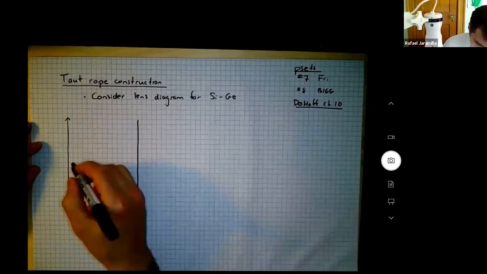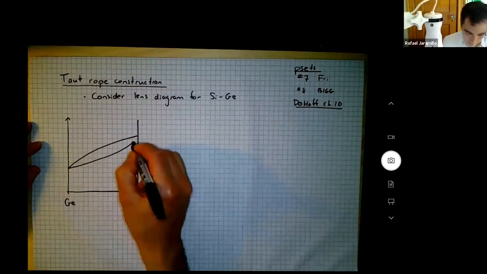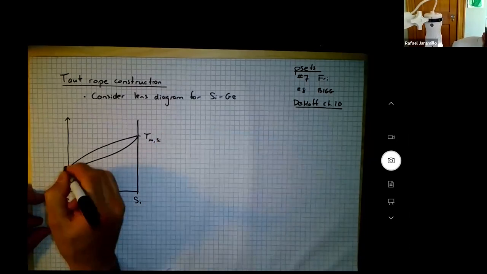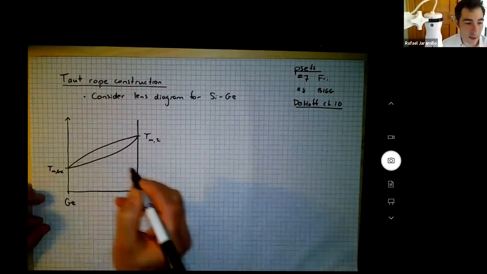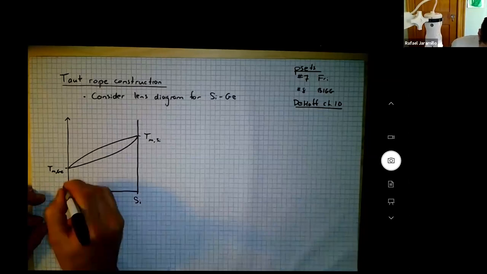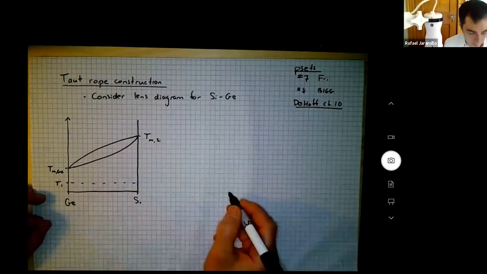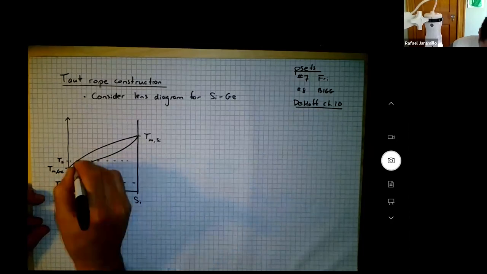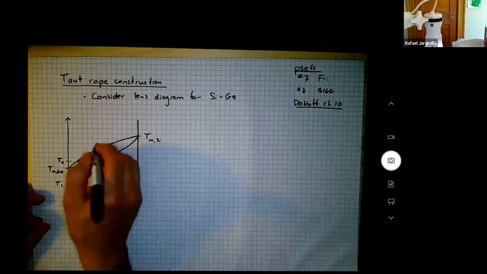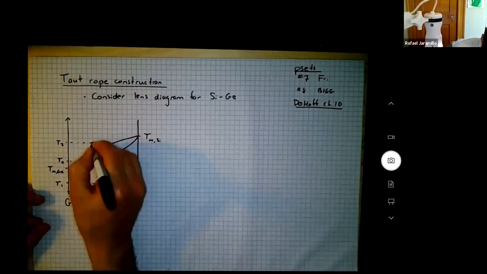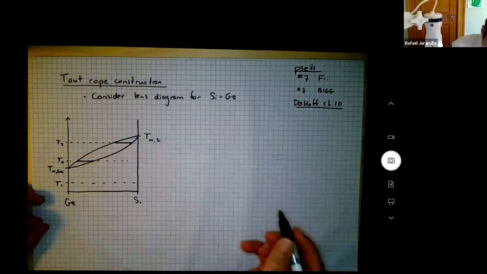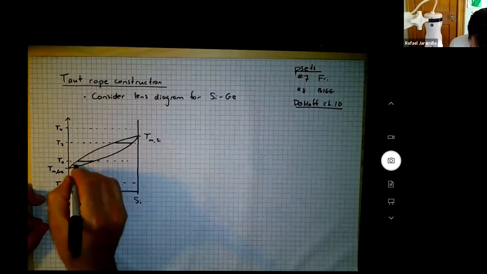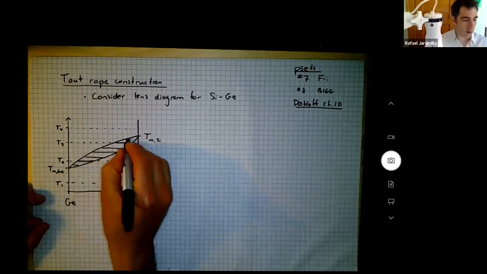So let's draw the lens diagram here. And there we have it. There is the melting point of silicon. And here is the melting point of germanium. And I'm going to mark some temperatures. I'm going to have T1. I'm going to have T2. Goes right through a nice tie line there. I'm going to have T3. There's a nice tie line there. And I'm going to have T4. And so this, of course, is the lens. It has tie lines everywhere. I'm only going to draw a couple.